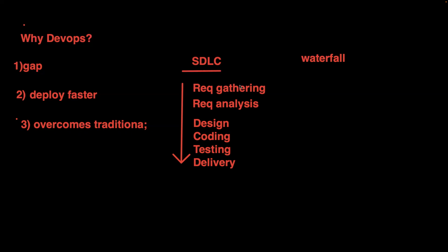Means after gathering, only then analysis comes in. After design, coding comes, and so on. Let's suppose you are in the coding phase, the client cannot come up with new requirements. That's not accepted. Once you get the requirements, they will be frozen. Let's say you got the requirements in March 2024. They were frozen. They don't accept any new requirements, no new modifications. So without accepting new modifications, it just goes through this process.